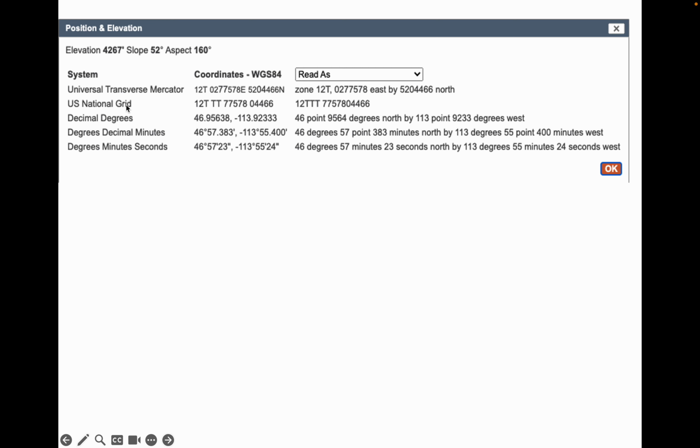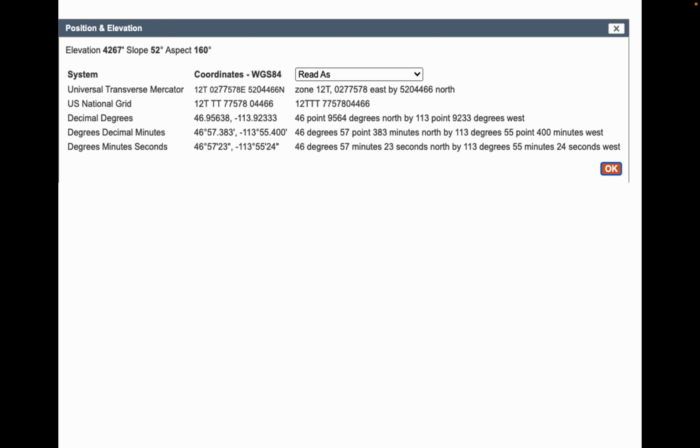Forget this U.S. National Grid. You can see some of the numbers are the same, but this is more for military use, sometimes search and rescue use. The last 3 are the latitude and longitude, and you'll notice that they put them last because they're not very useful for us hikers.